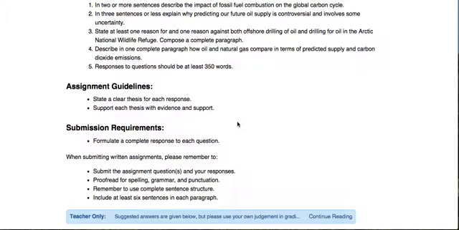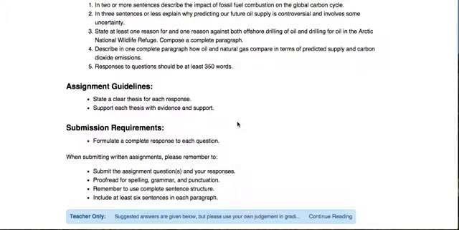And then for the last question, describe in one paragraph how oil and natural gas compare in terms of predicted supply and carbon dioxide emissions. So again, you're going to have to go back and look at some statistics and talk about the amount of natural gas supply as it relates to the supply of oil, and how both of those play a role in carbon dioxide production and hydrocarbon production.